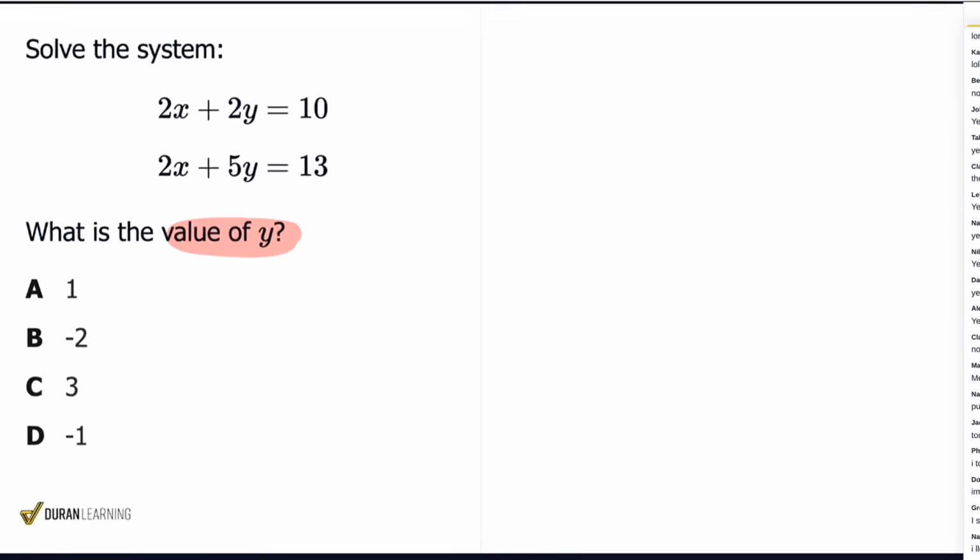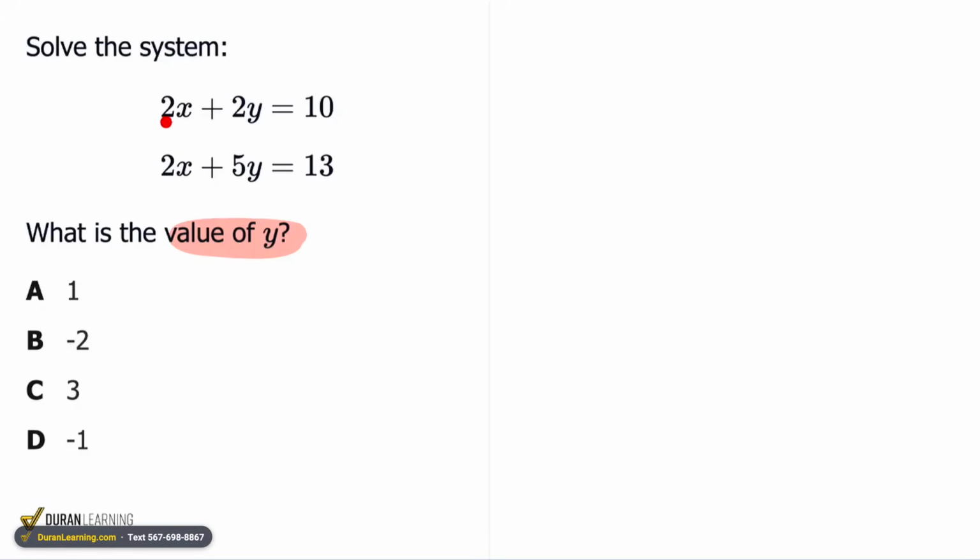So my party people, because we have the same coefficient on the x's, which strategy is more convenient right now? Substitution or elimination? Which one is more convenient at this moment in time? Yeah, that's going to be elimination for sure. Elimination is going to be the way to go.